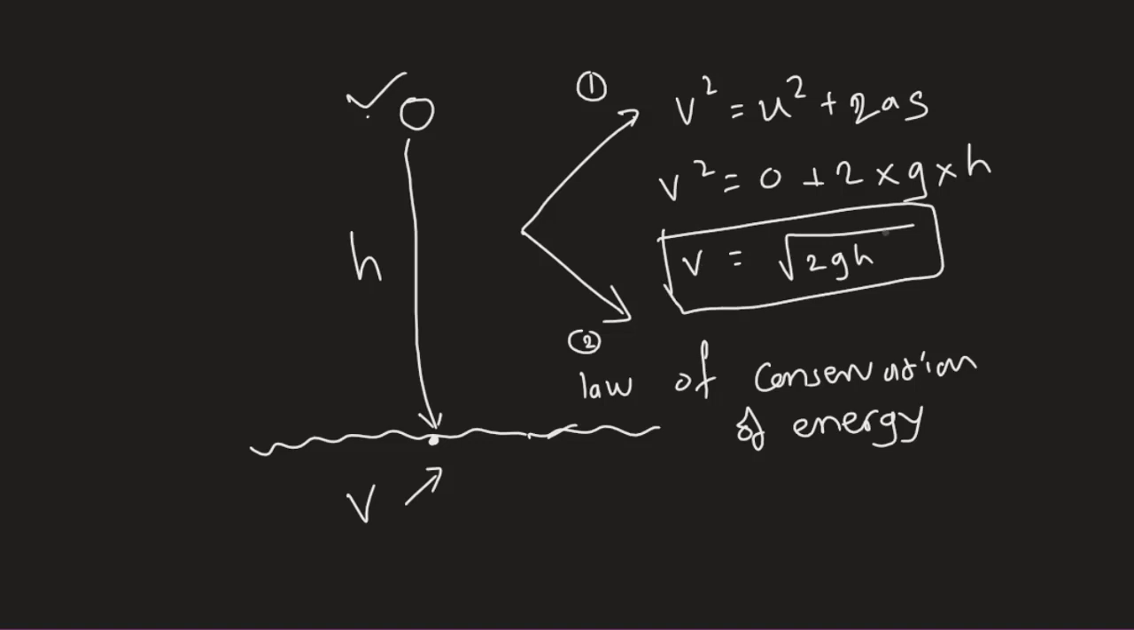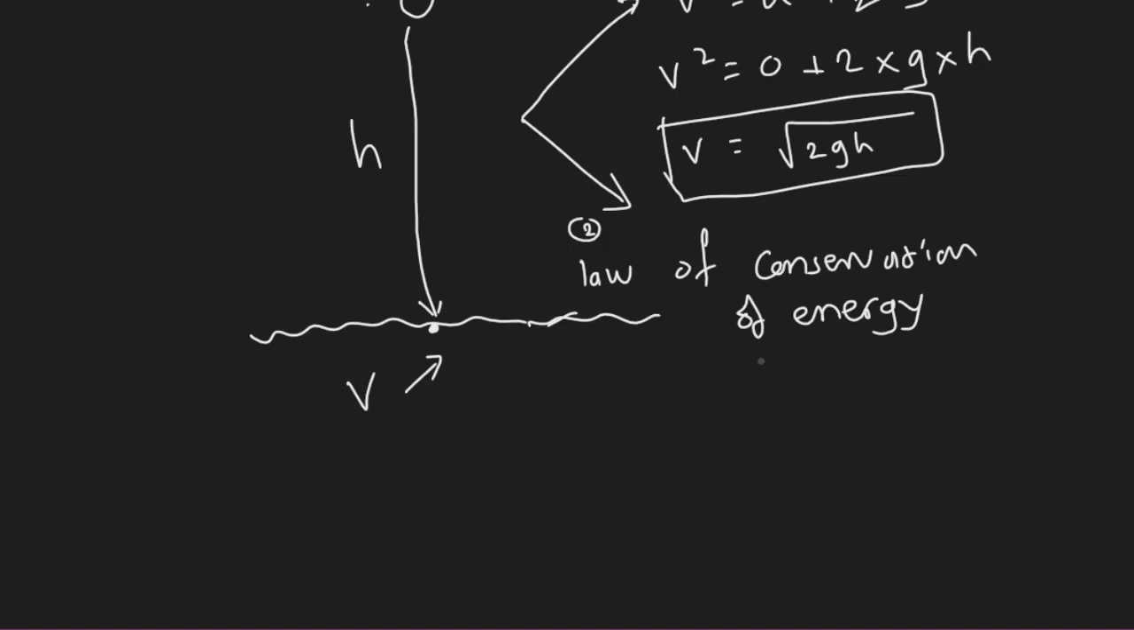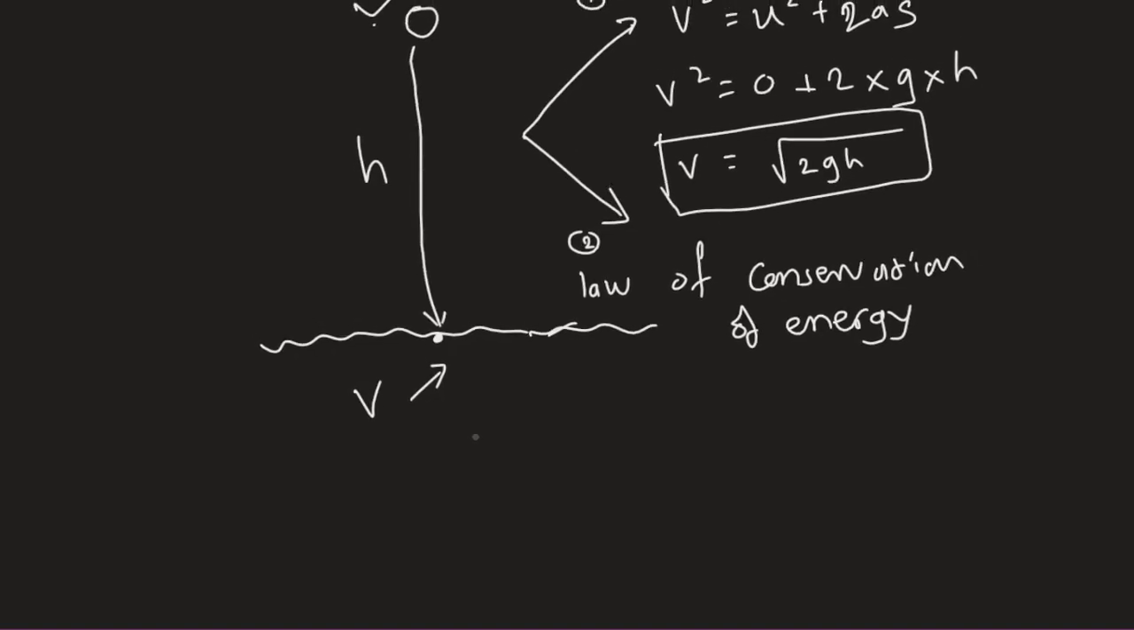Now we are going to derive the same equation using the law of conservation of energy. So law of conservation of energy says that energy cannot be created, it can be converted from one form to another. So when the ball falls from this height to the ground, what is happening is that when the ball is at a specific height, because of its height, there is a potential energy. Okay, and that potential energy gets converted into kinetic energy.